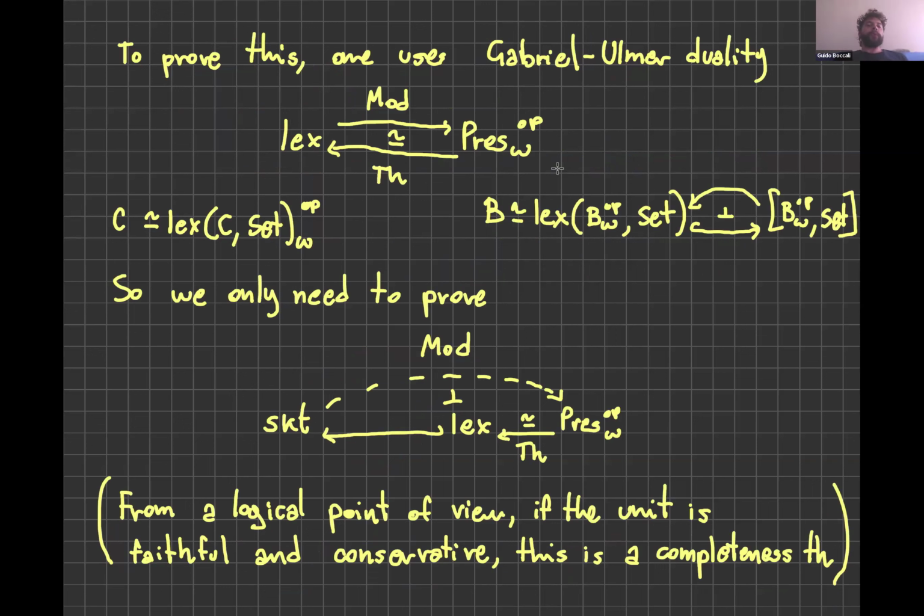So, if we want to prove our result, we only need to prove that actually the two-functor mode factors through presentable categories, and that its right adjoint is this composition. We take a presentable category, we extract the theory, and then we include back into sketches. And again, from a logical point of view, if the unit of this adjunction is faithful and conservative, this is a completeness theorem.